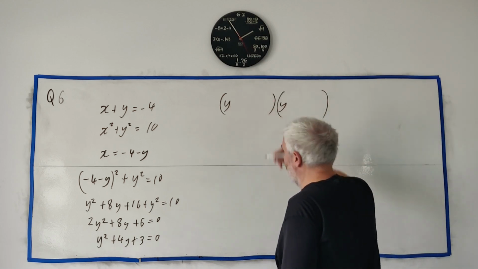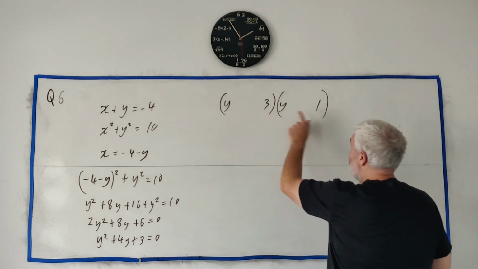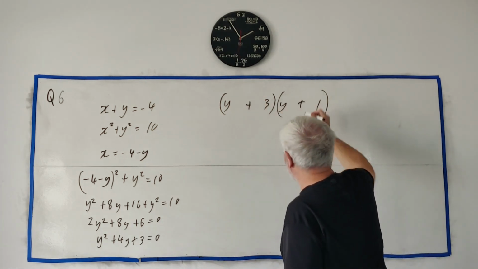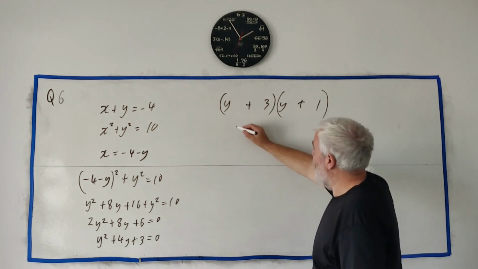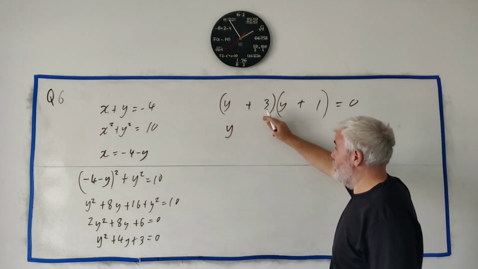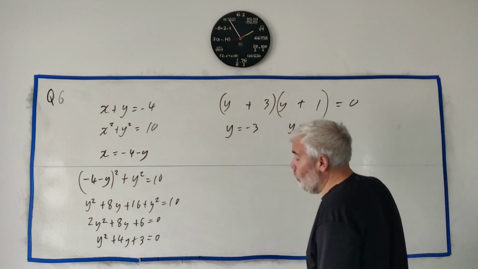y times y, we'll get y squared. 3 times 1, we'll get 3. And this does work to get 4: plus 3 plus 1, we'll get 4. So this all still equals 0. So y plus 3 must equal 0, or y must equal minus 3, or y must equal minus 1.